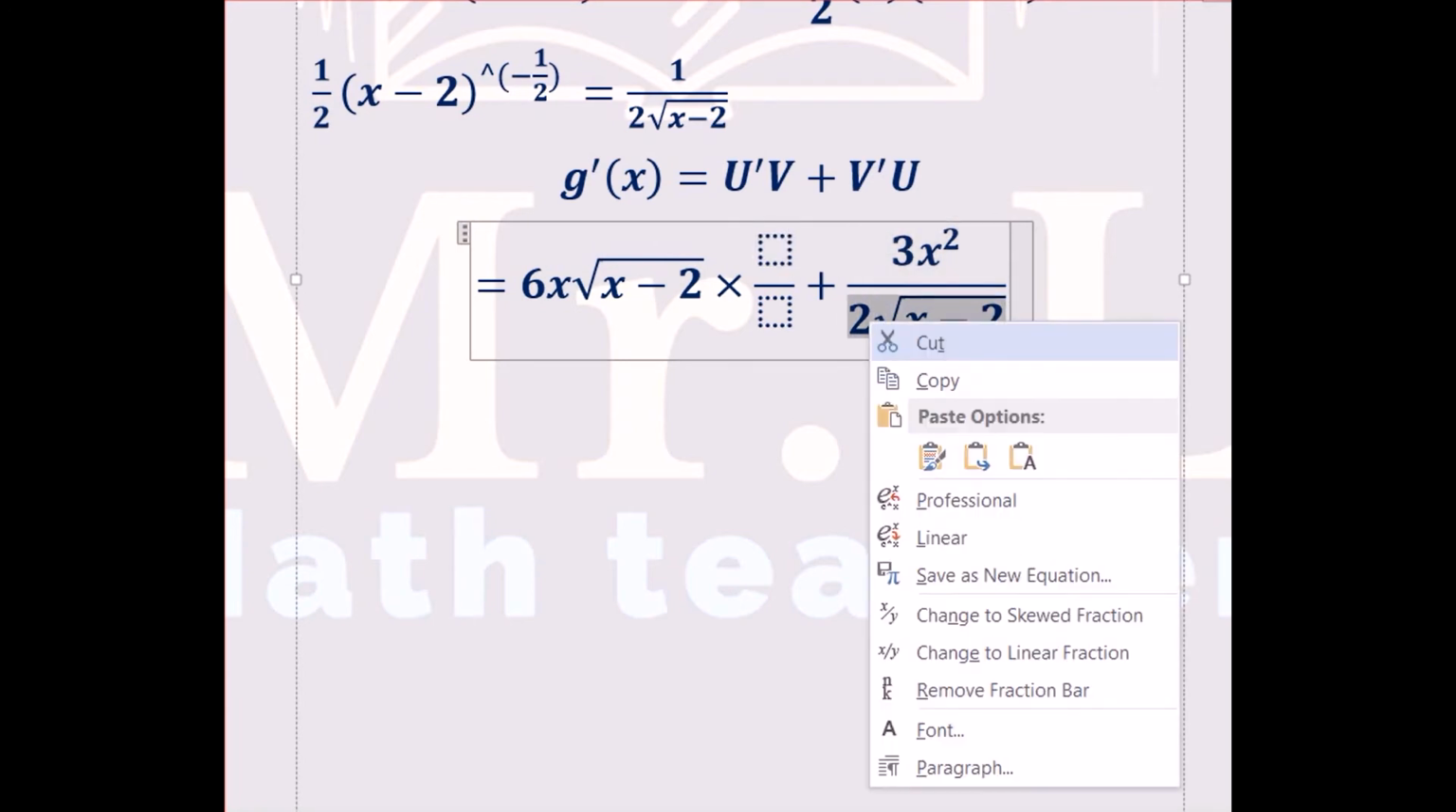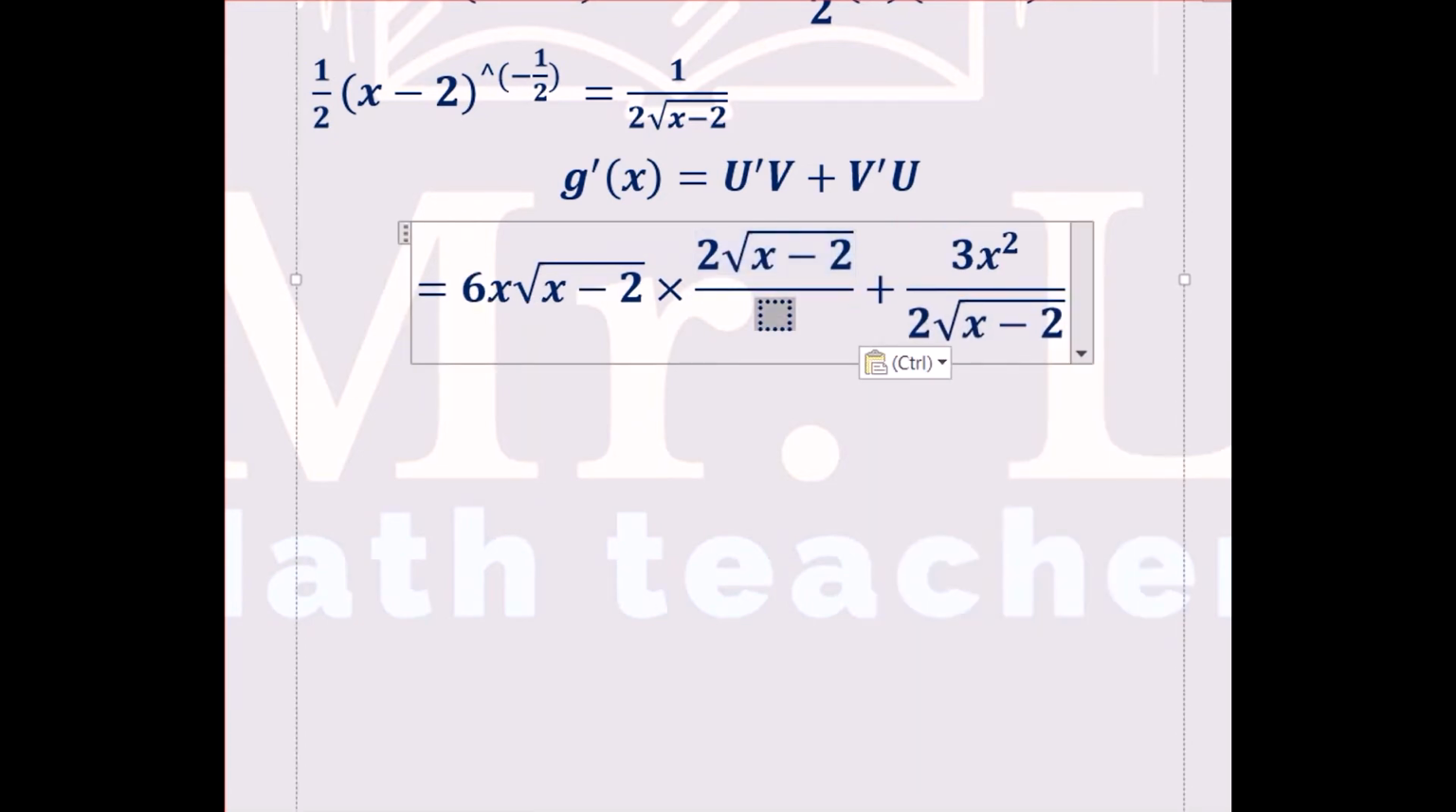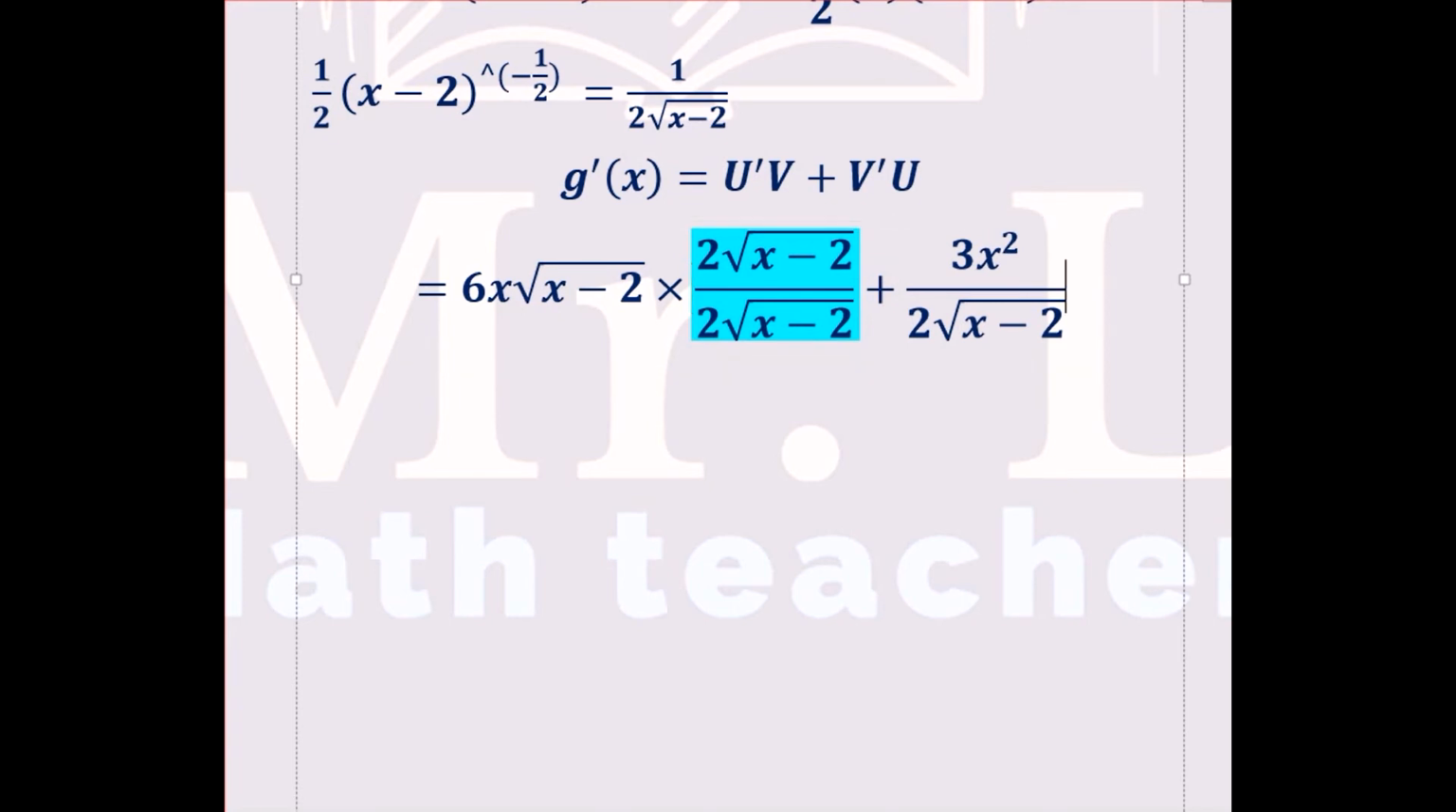radical x minus 2. Of course guys, if you multiply by 2 radical x minus 2 and divide by 2 radical x minus 2, this will not change the value of the function, it will only change the form, because I'm just multiplying by 1, and multiplying by 1 doesn't have any effect on the value. So now guys, all you need to do is to add these two fractions.